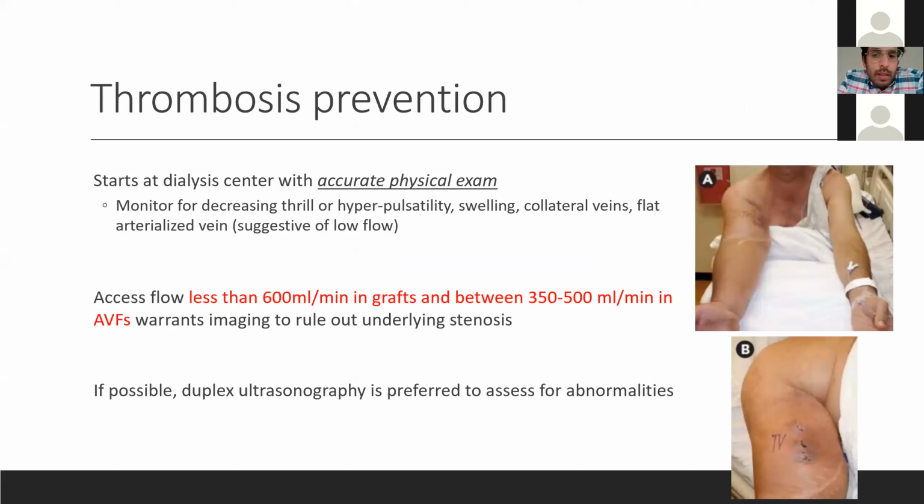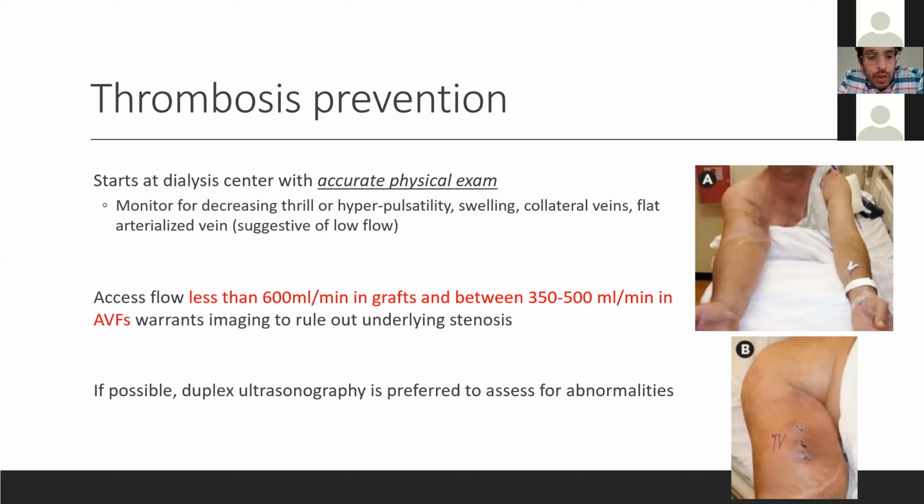And so what we really need to train ourselves and others on is monitoring for decreased thrill or hyperpulsatility, swelling, collateral veins, flat arterialized veins. So, signs that there's low flow in the circuit. And specific numbers we want to think of: for grafts, we want higher flows, and when they get less than 600, or between 350 and 500 for fistulas, those are going to warrant imaging to rule out an underlying stenosis.